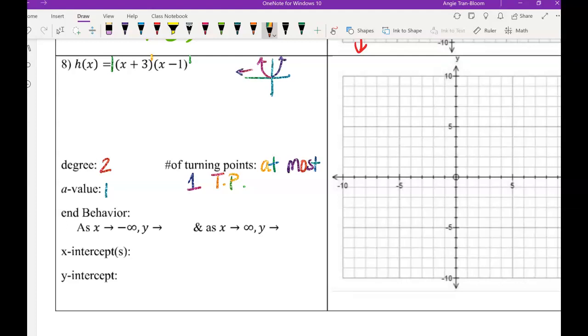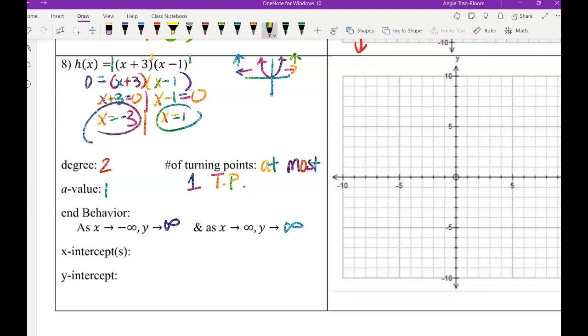Now, as x goes to the left towards negative infinity, y goes up, so that's going to be positive infinity. Similarly, as x goes right, y also goes up. Okay, x-intercept, let's set y equal to 0. It's already factored out, so we're just going to take each and set it equal to 0. How nice is that, guys? So x plus 3 equals 0. X minus 1 equals 0. So x equals negative 3. And x equals positive 1. So those are the two x-intercepts. And we can write that as (negative 3, 0) and then (1, 0).